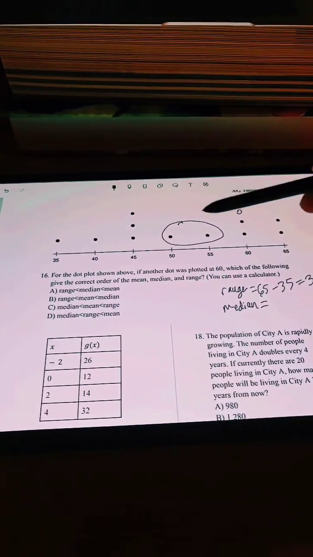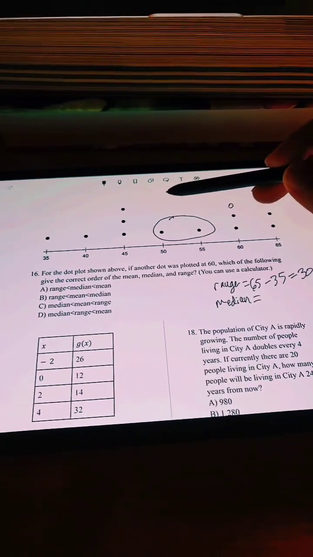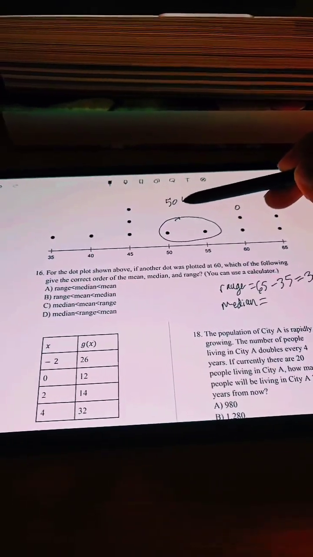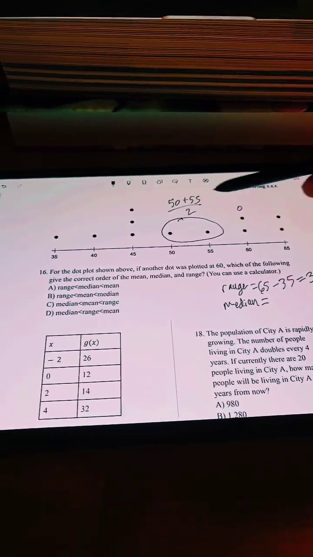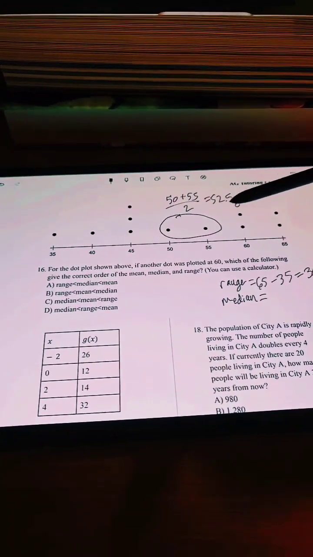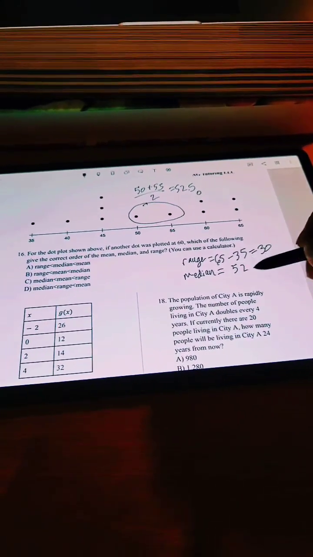And then we just have to find the average of them. So we're going to do 50 plus 55 divided by 2. So it's just going to be 52.5. And then we're going to say that's 52.5.